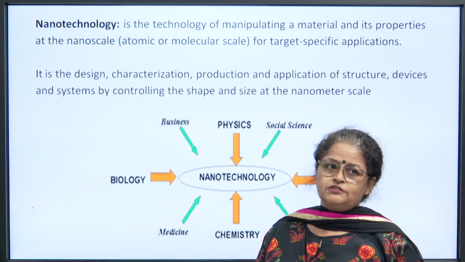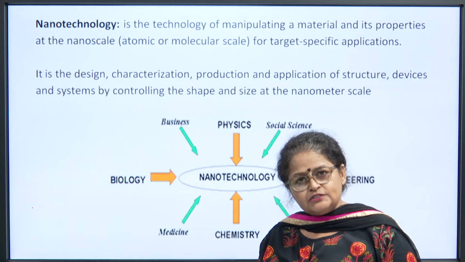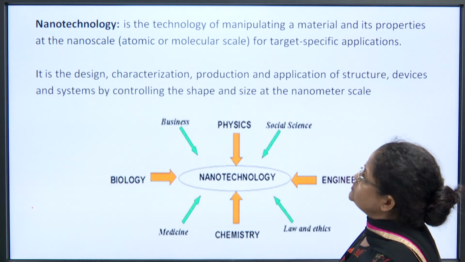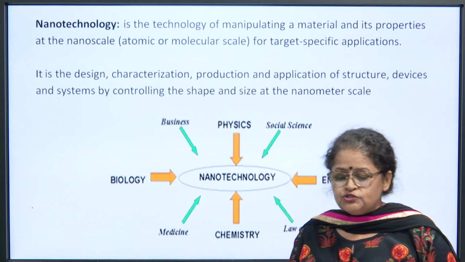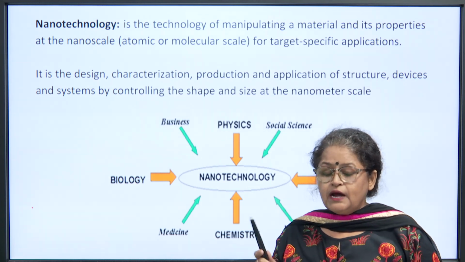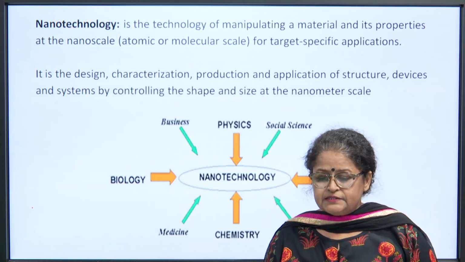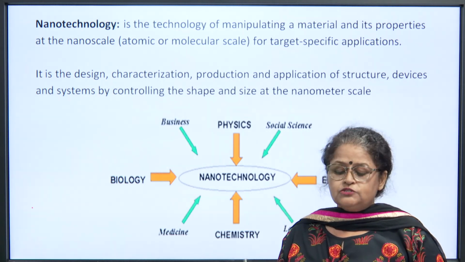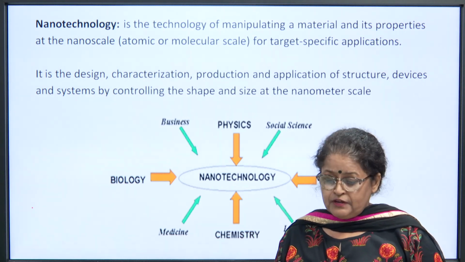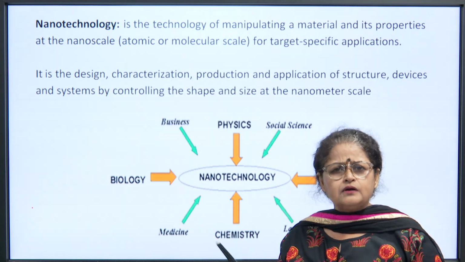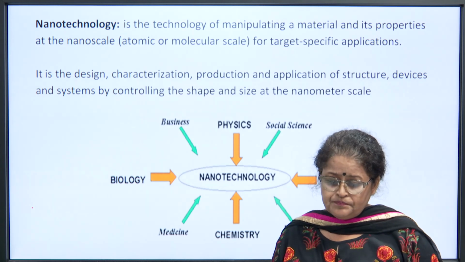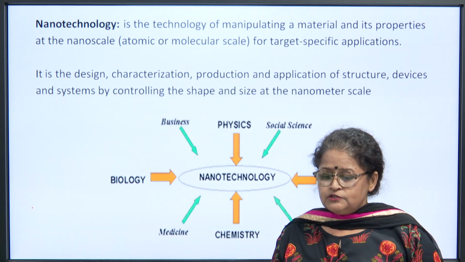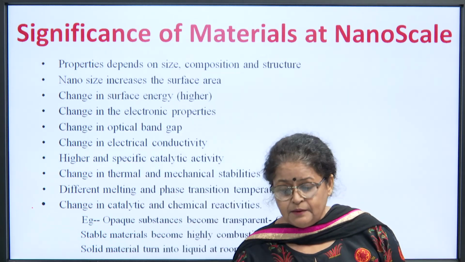Now, what is nanotechnology? Definitely, as the word technology enters it, it means the study of technology related to the nanomaterials. So, it is the technology of manipulating a material and its properties at the nanoscale, the atomic or molecular scale, for target specific applications. It is the design, characterization, production and applications of structures, devices and systems by controlling the shape and the size at the nanometer scale. So, nanotechnology finds its application in a large variety of studies like biology, physics, chemistry, medicine, law and ethics, social sciences, and even in business.